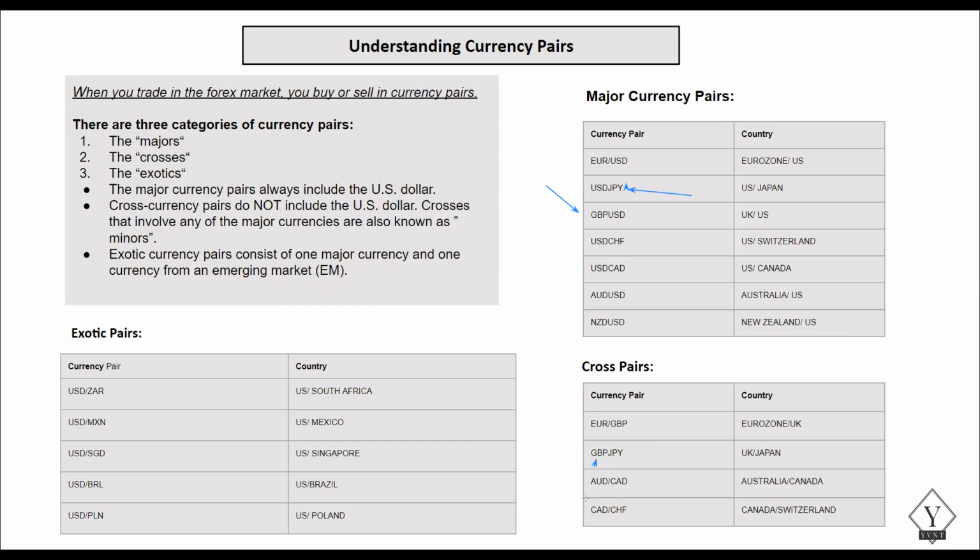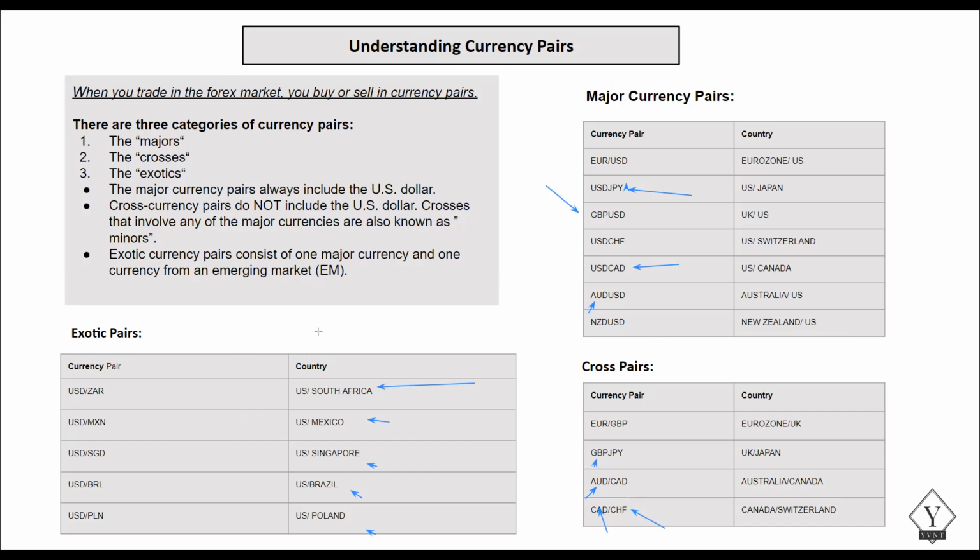And then, as you guys can see, the Australian dollar and the Canadian dollar, right? Same here, the Canadian dollar and the Swiss franc. So those are the minor pairs, cross pairs, right? Exotic pairs consist of one major currency and one from an emerging market, right? In emerging markets, countries like South Africa, Mexico, Singapore, Brazil, and Poland.